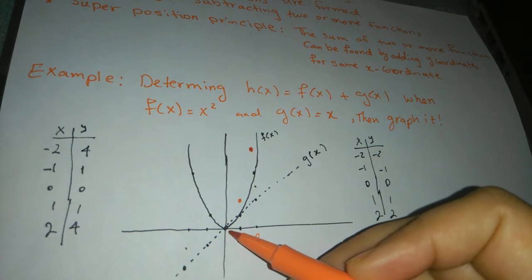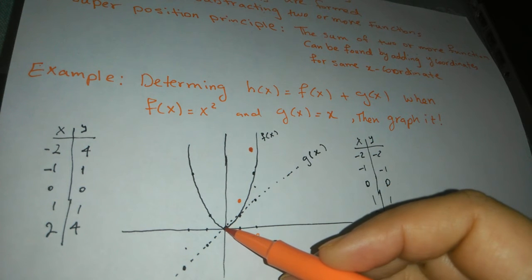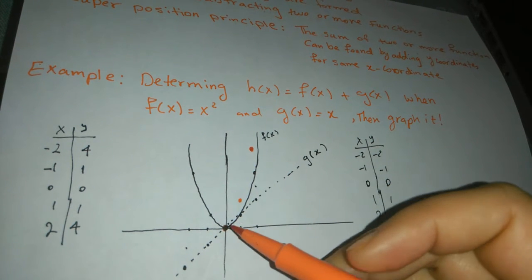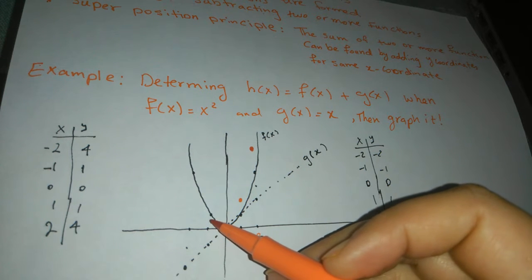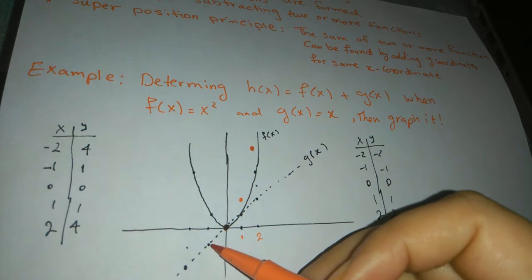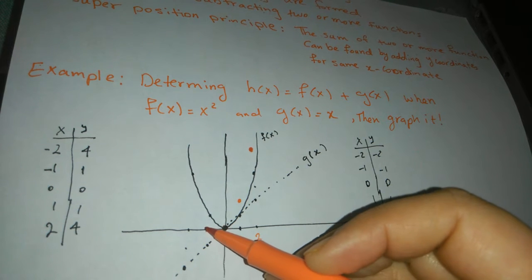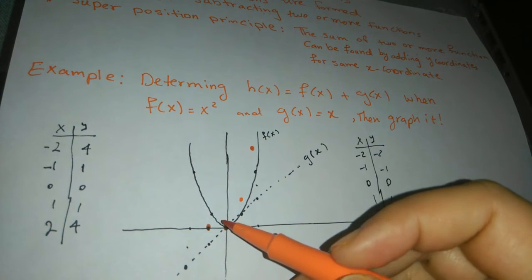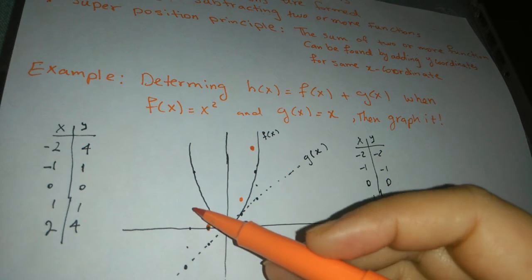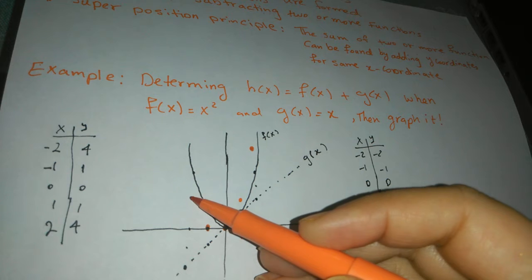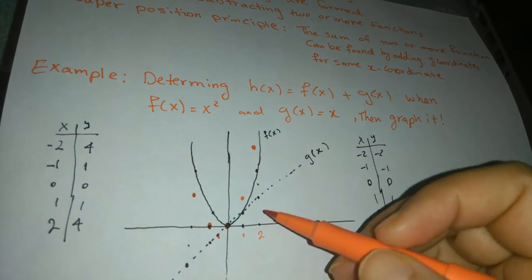For x equal to 0, both have 0, so therefore it's going to be 0 plus 0. Also here for -1, my f(x) is 1 and g(x) is going to be what? -1. If you add these two y's, you get 0, 1 plus -1. So for the same x, I'm adding the y's. Here it's 4 and -2, it becomes 2, so it's there. If I do a bunch of points, I'll get something like that.